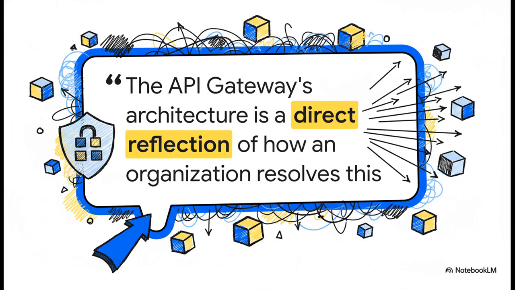And this brings us to the final, and I think most powerful idea. The way you design your API gateway isn't just a technical decision. It's a mirror. It's a direct reflection of your company's culture, its communication structure, and how it chooses to solve that deep, constant tension between central control and team freedom. Getting that balance right, that is the real key to building systems that can scale.